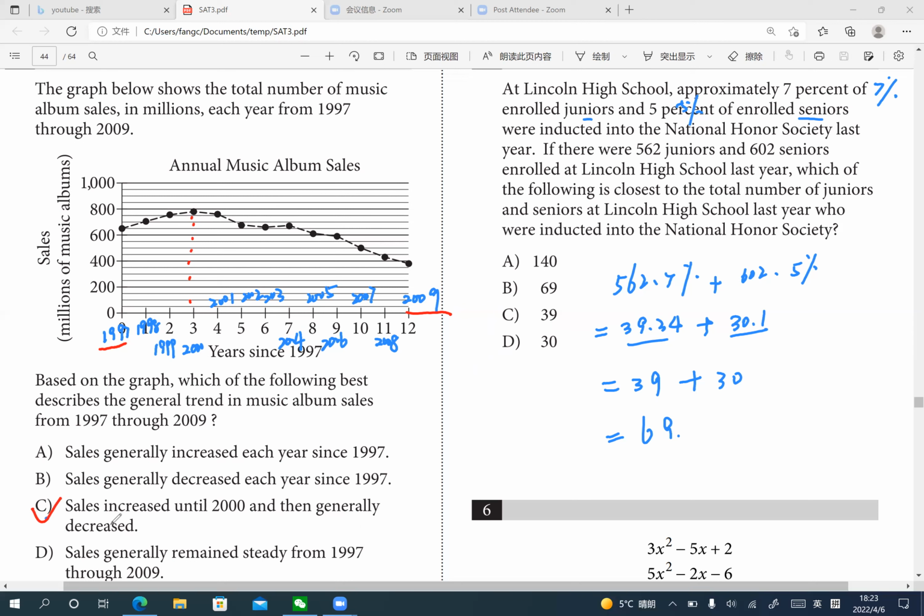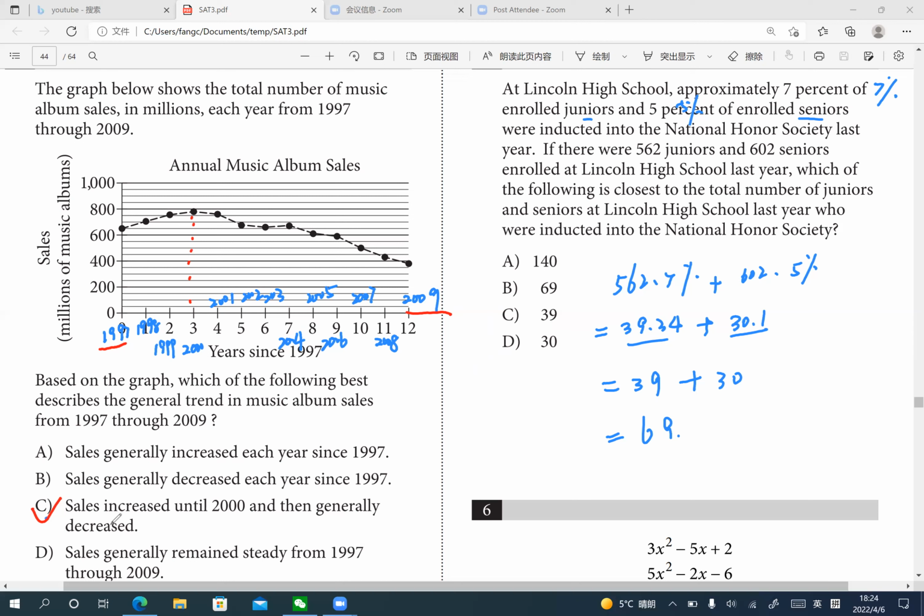Next question. At Lincoln High School, approximately 7% of enrolled juniors and 5% of the enrolled seniors were inducted into the National Honor Society last year. If there were 562 juniors and 602 seniors enrolled at Lincoln High School last year, which of the following is closest to the total number of juniors and seniors at Lincoln High School last year who were inducted into the National Honor Society?